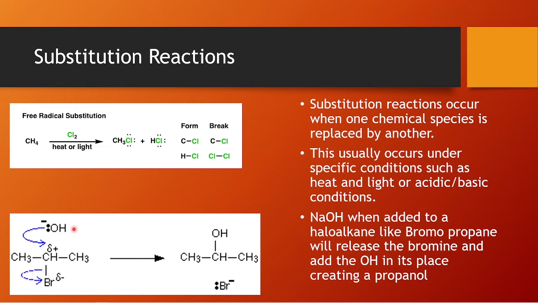Usually this occurs under specific conditions such as heat and light, or a specific acidic or basic condition. And then a specific one that we're talking about down here: sodium hydroxide, when added to a haloalkane like bromopropane, will release the bromine and add the OH in its place, creating a propanol. So that's just this picture here.